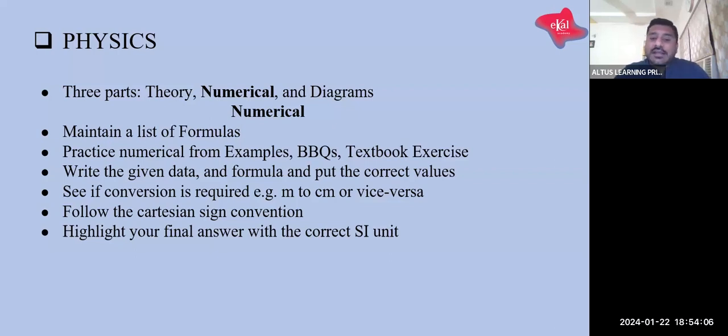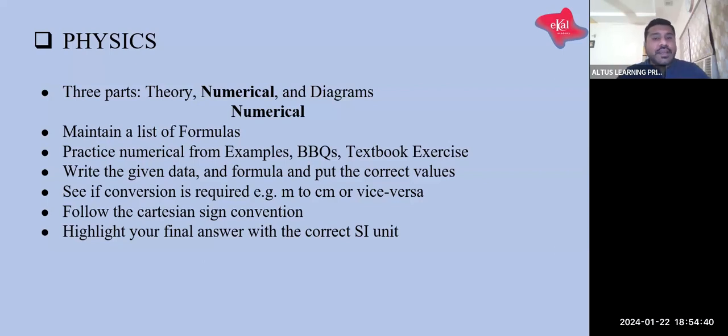You have to highlight your answer. The final answer is to be highlighted, make a box or something, underline, that is also fine, along with the correct SI unit. When it comes to writing the final answer, again hurriedly, we may forget to mention the SI unit. Do not forget to write the SI unit. Just see what is to be found out. If power is to be found out, you have to write capital P is equal to the answer followed by the correct SI unit, which is watt.